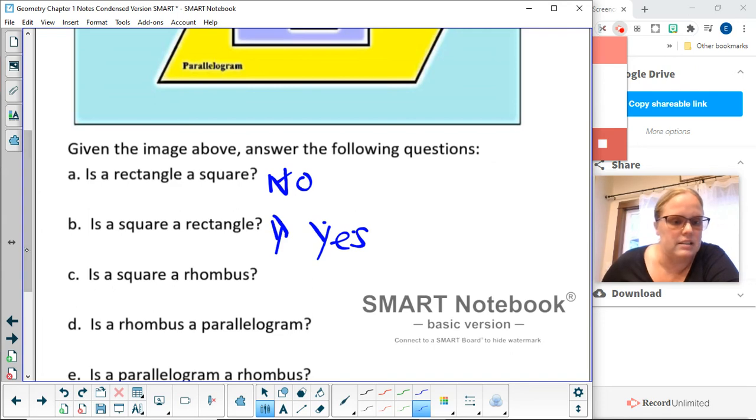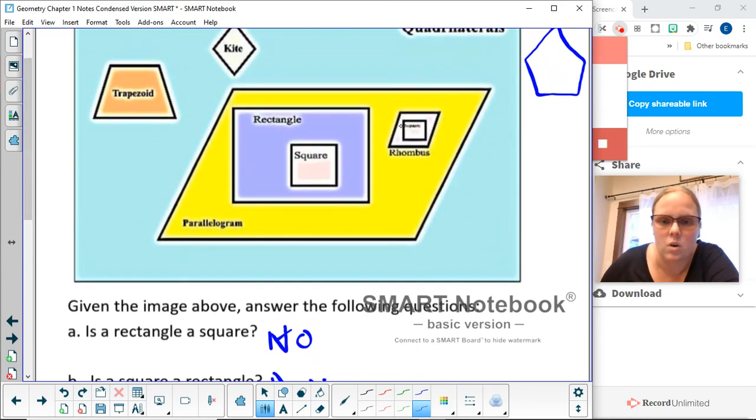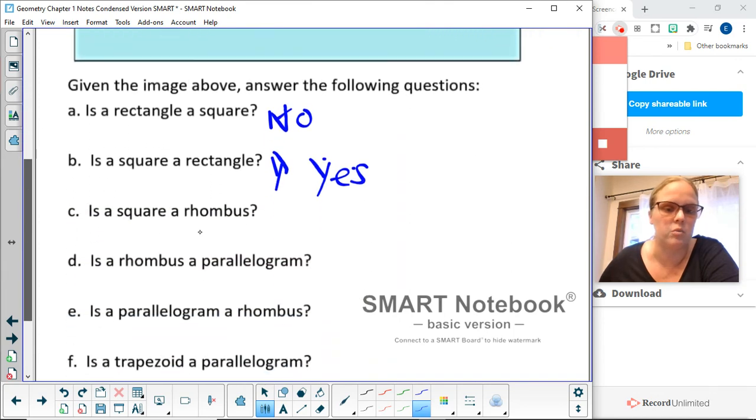Okay, letter C, is a square a rhombus? So even though this is our square here, I have another one right here. And that square is within the rhombus, which means yes, that square holds all of the properties of a rhombus.